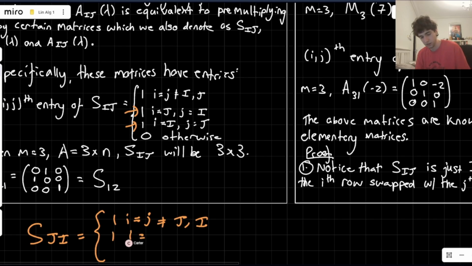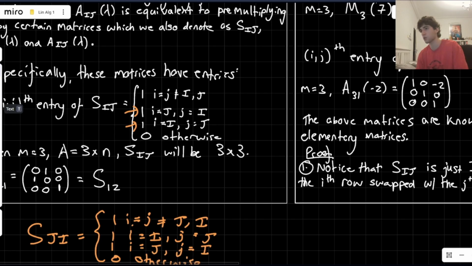It has a one where lowercase i is equal to capital I, lowercase j is equal to capital J, which is actually just taking the initial third row, because that's the same thing as what we had here, and I've now moved it to the second, because my new capital J is my old capital I. But then I'm going to compensate for that by having the third row be my old second row. So here I'm going to have the one in the position capital J capital I, and then zero otherwise. Okay, so this is actually the same matrix.